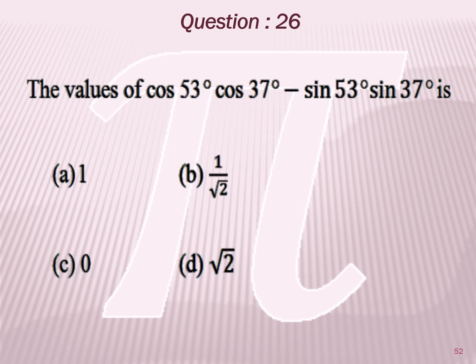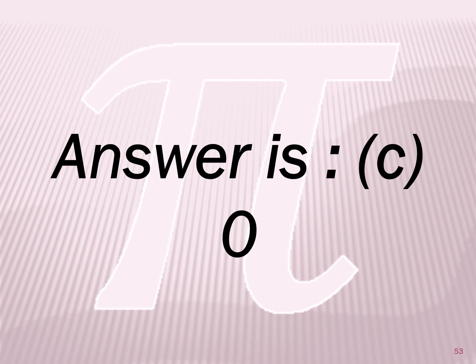The next question, question number 26, find the value of cos 53 into cos 37 minus sin 53 into sin 37, and all options are there. This question is option C, that is 0.